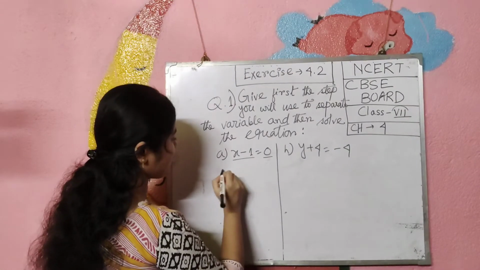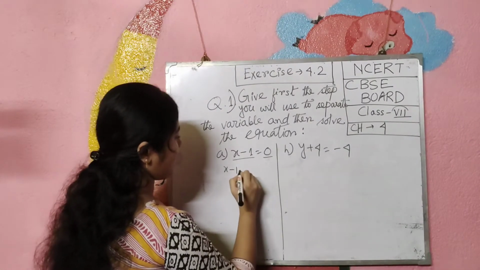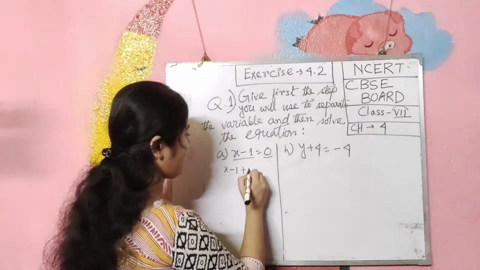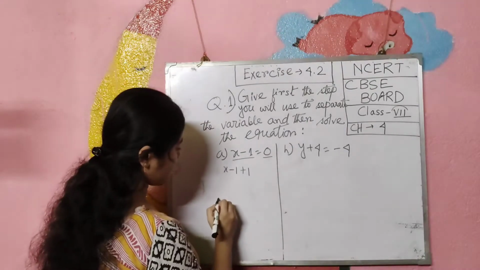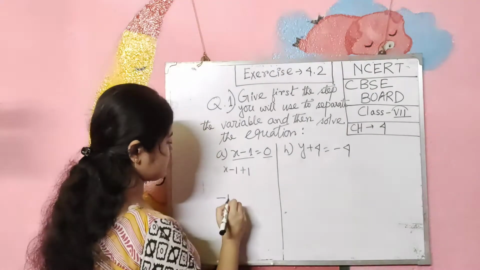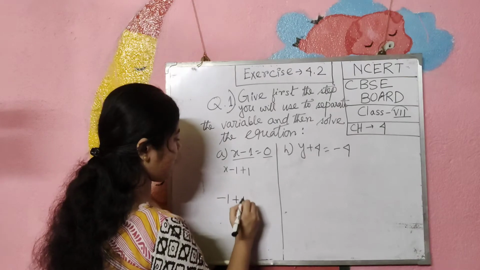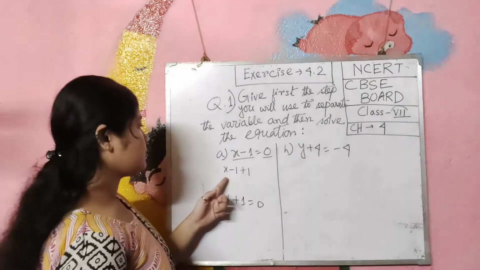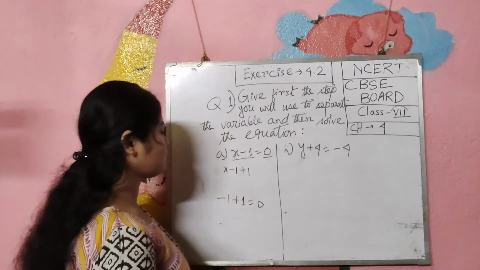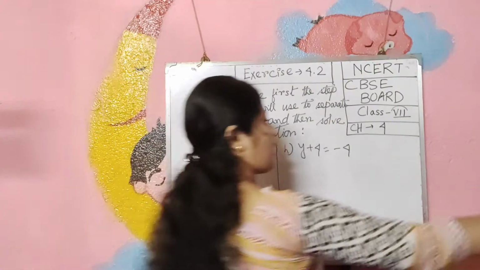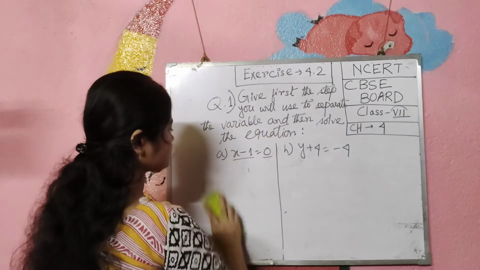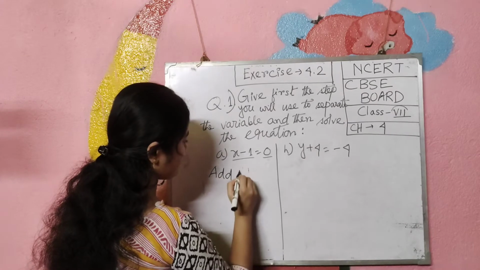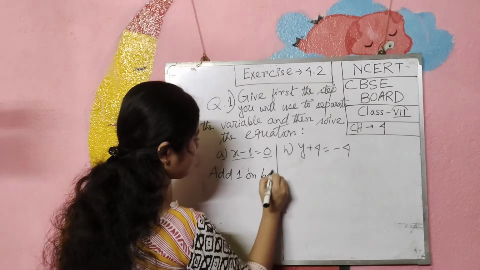If I add 1 to the minus 1, then it will be 0. That's why, to vanish the minus 1 we have to add 1. So that is the step I will write. First step is: add 1 on both sides.